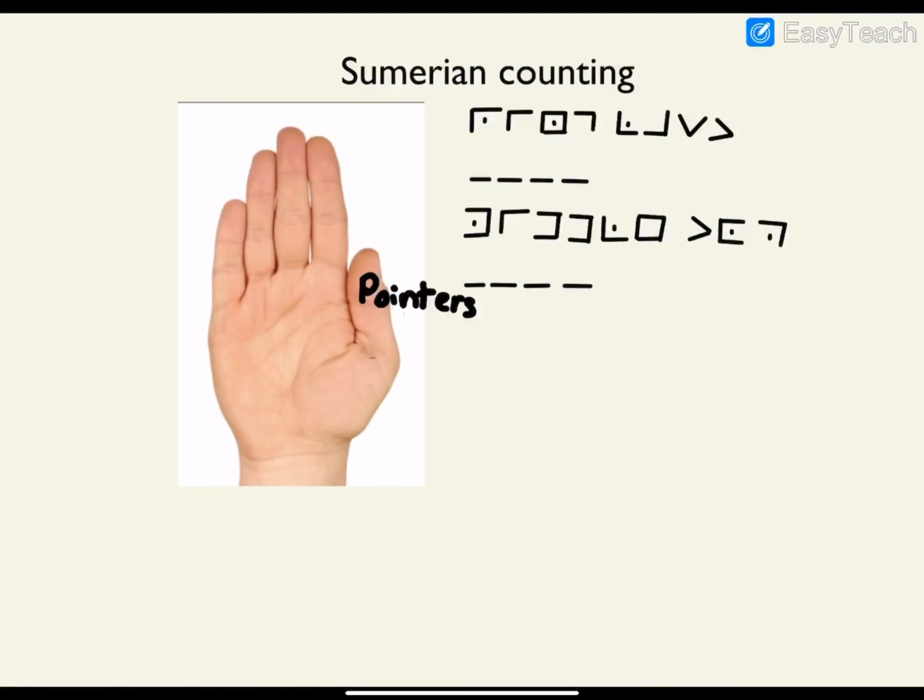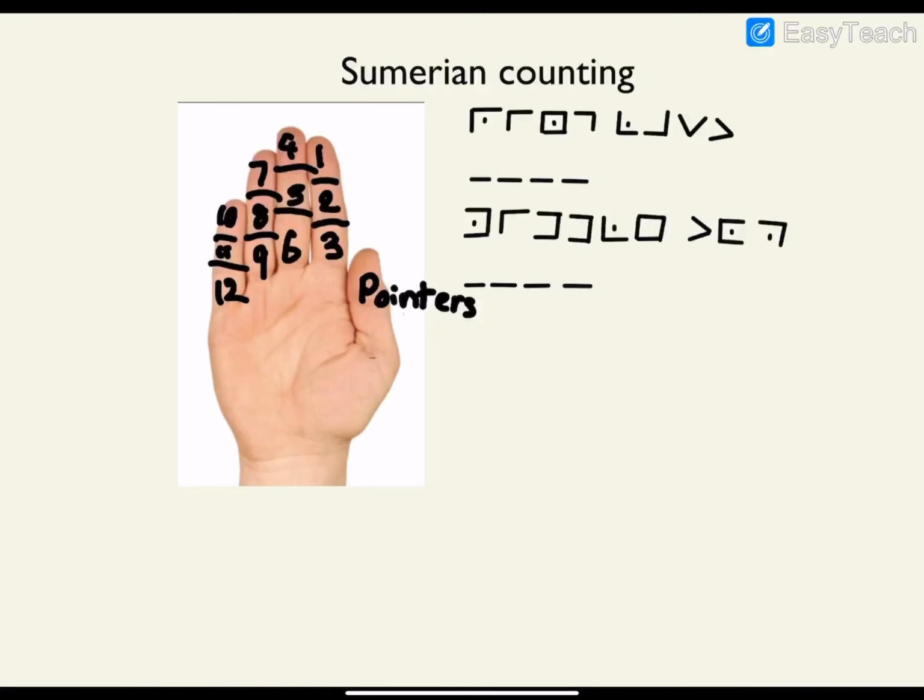Now, the index is 1, then 2. At each knuckle, the pointer is supposed to point at where the number is. 3, and then if we draw all the knuckles to make it clearer, 4, 5, 6, 7, 8, 9, 10, 11, and 12.